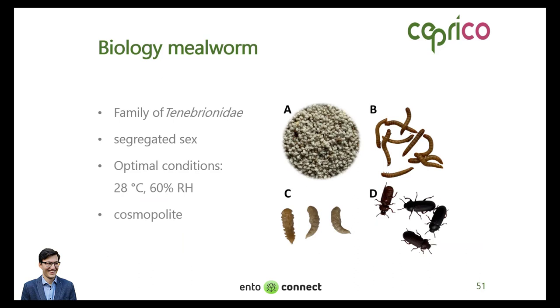Now I'll give you a brief introduction to the biology of the mealworm. As Fabiola already said with silkworms, it's basically the same with mealworms. They're actually no worms, but they are the larvae of beetles, and the flour beetle basically has two sexes, a male beetle and a female beetle. They are spread all over the world, and they love a temperature of 28 degrees and 60% relative humidity, but they can also survive at lower temperatures. As you see, this is a holometabolous life cycle. As Fabiola told you, there are hemimetabolous life cycles and holometabolous ones. So basically you have eggs, larvae, pupae, and then the adult beetles. Next slide.